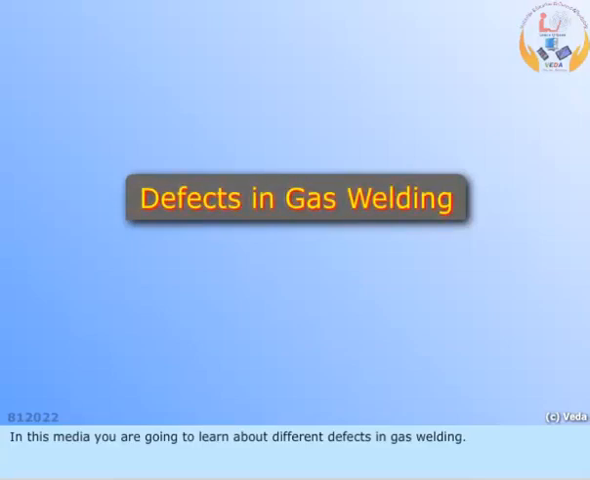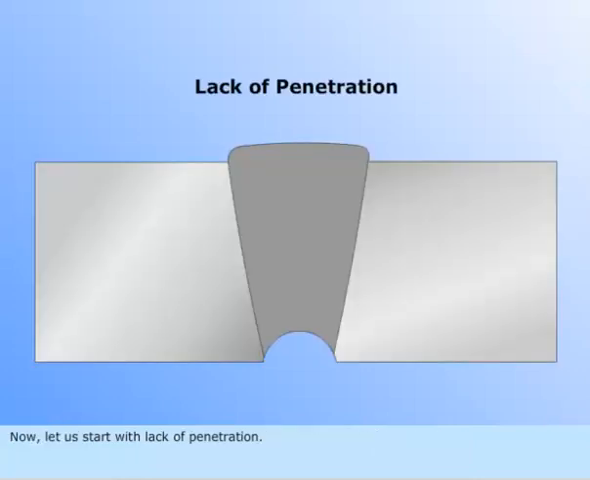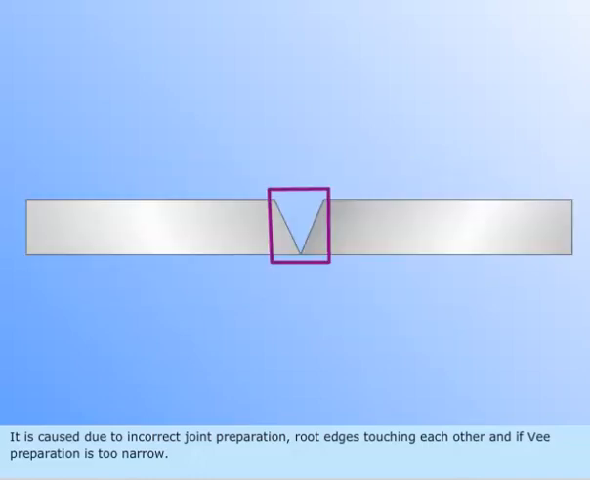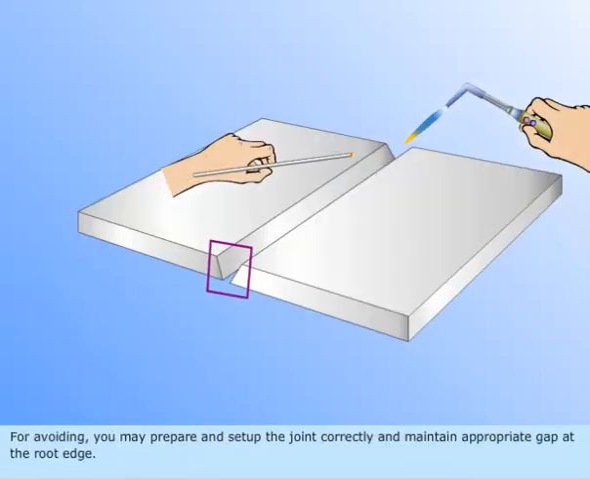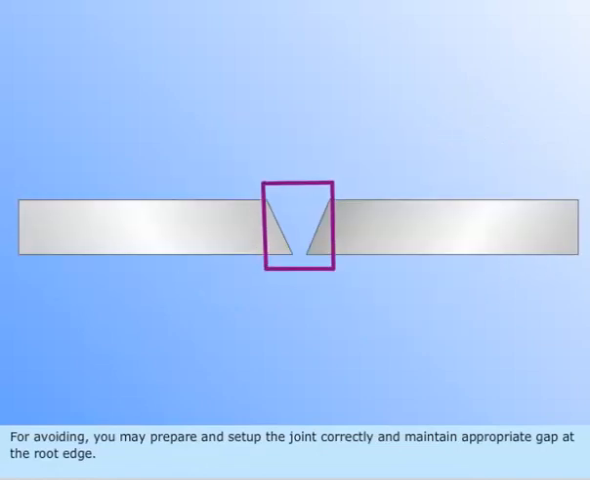In this media, you're going to learn about different defects in gas welding. Now, let us start with lack of penetration. It is caused due to incorrect joint preparation, root edges touching each other, and if V preparation is too narrow. For avoiding, you may prepare and set up the joint correctly and maintain appropriate gap at the root edge.